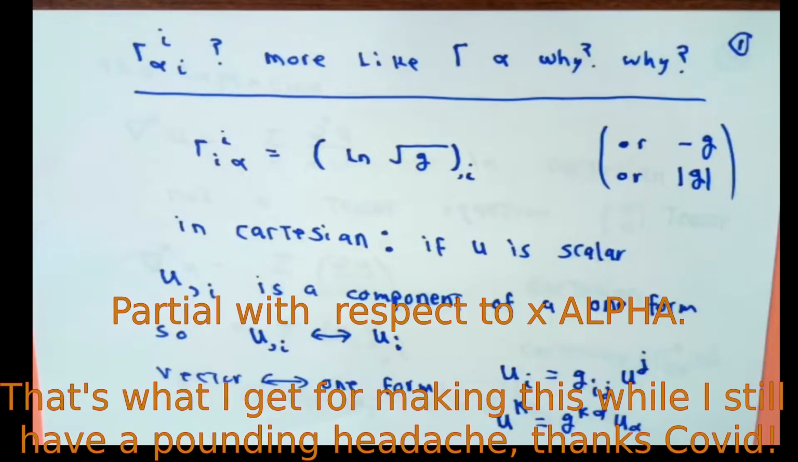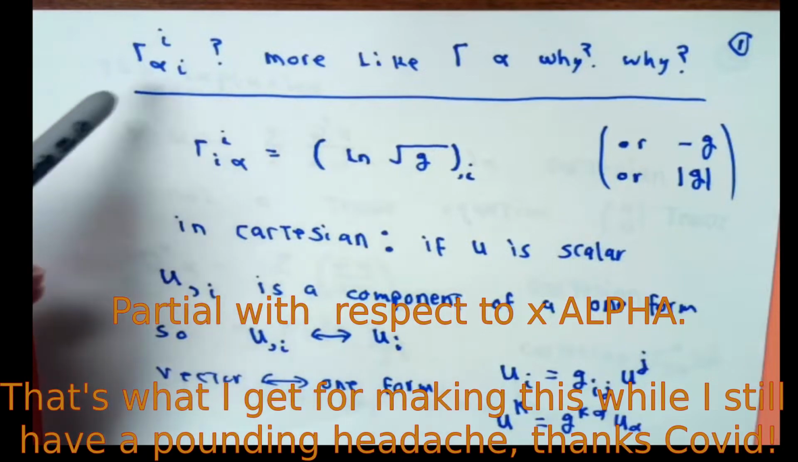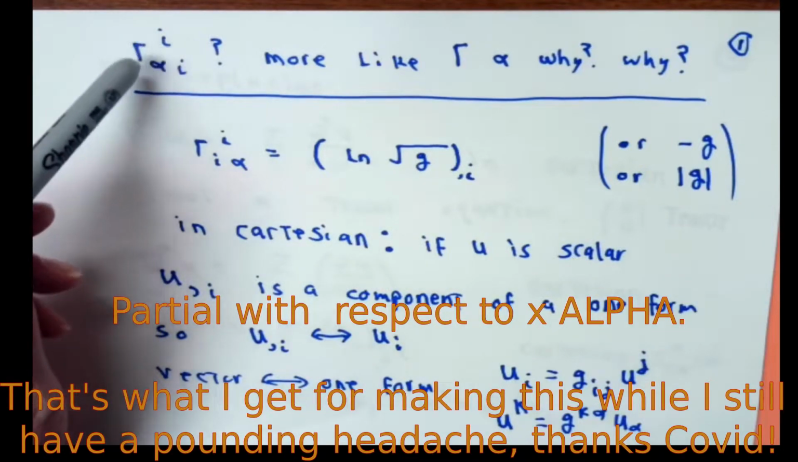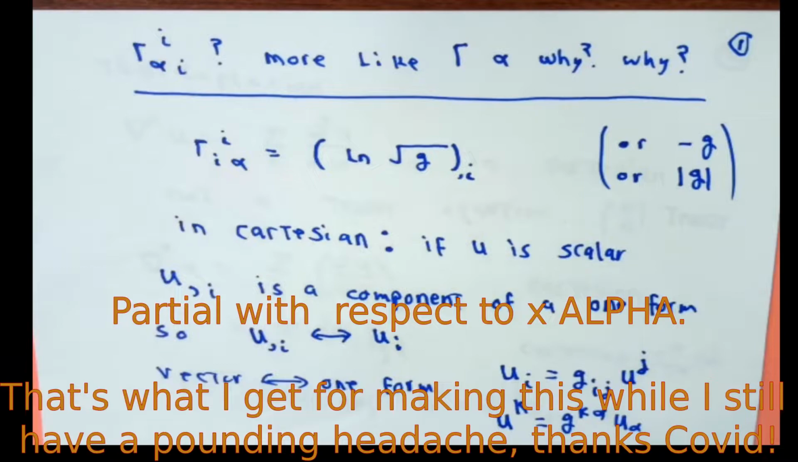Good morning. In our previous discussion, we found a way to calculate certain combinations of Christoffel symbols, namely gamma^i_{αi}, or equivalently gamma^i_{iα}, because the Christoffels are symmetric in the lower indexes. A reasonable person would ask, why would anyone wish to do so? Because it seems like a completely random thing at first.